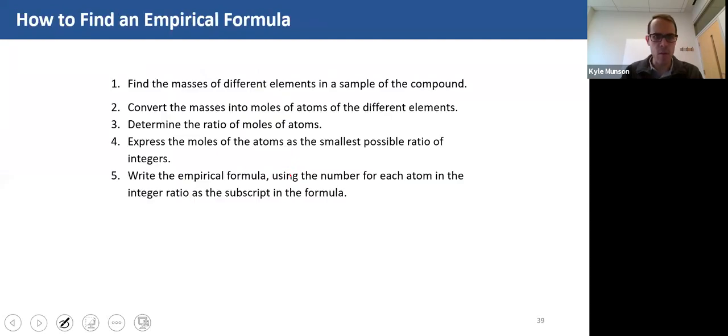So how do we find the empirical formula if we're given some experimental data? Like I said, if we went in the lab and we analyzed a compound, how could we do that?